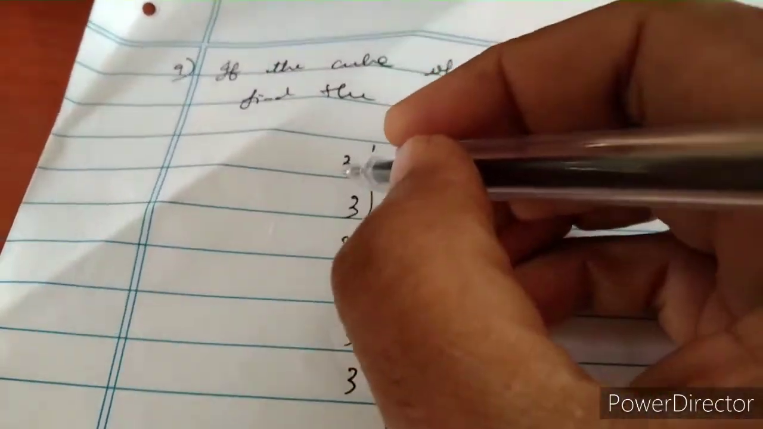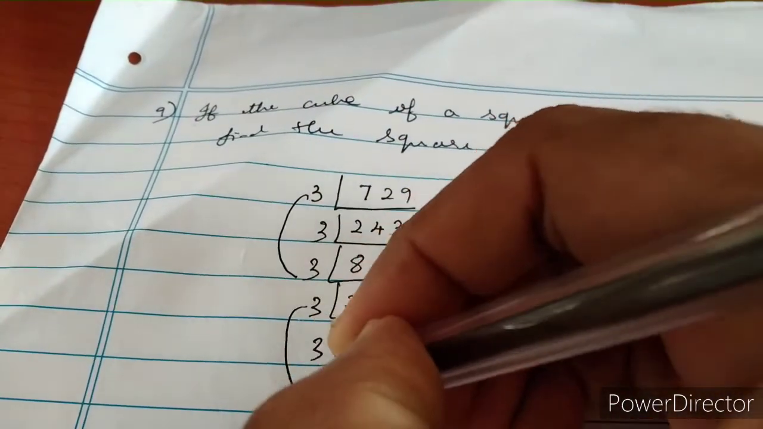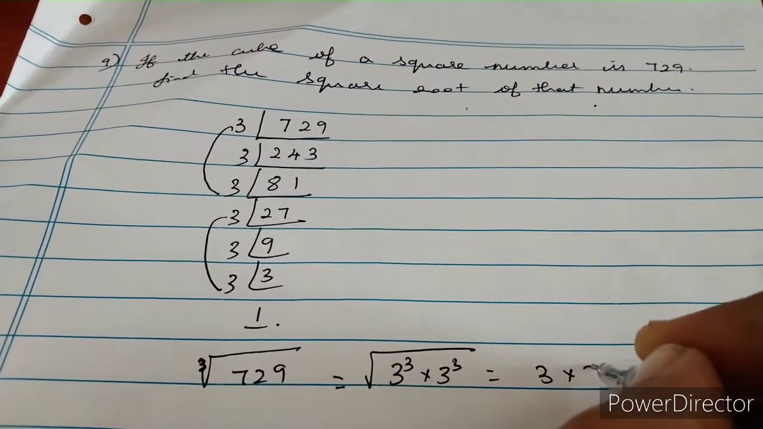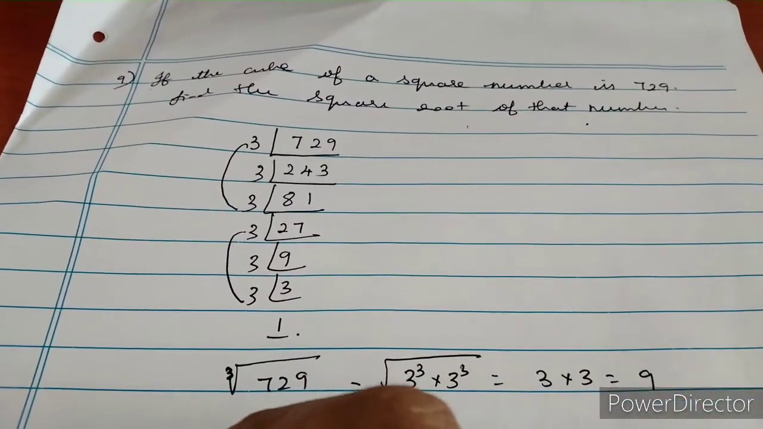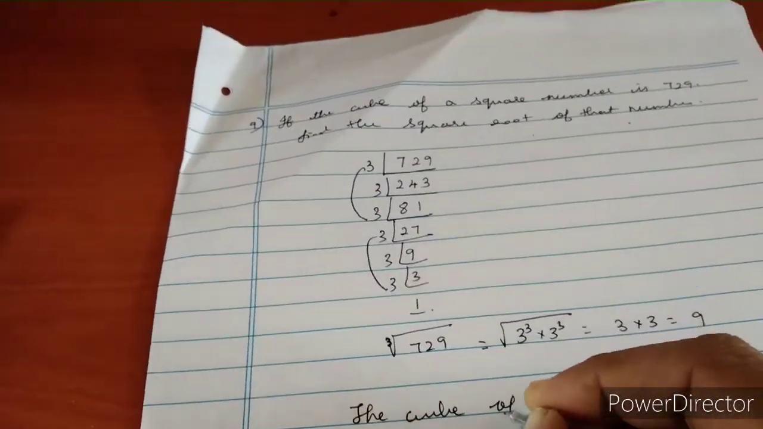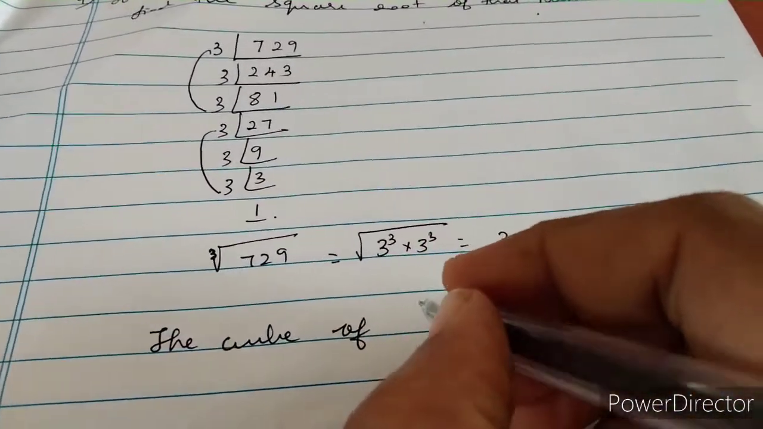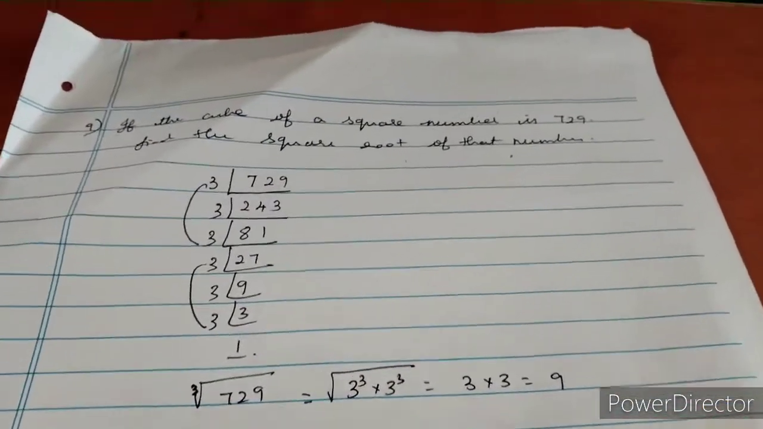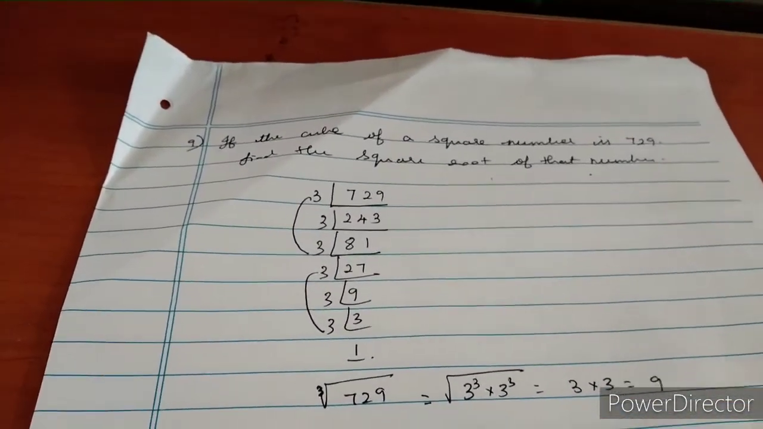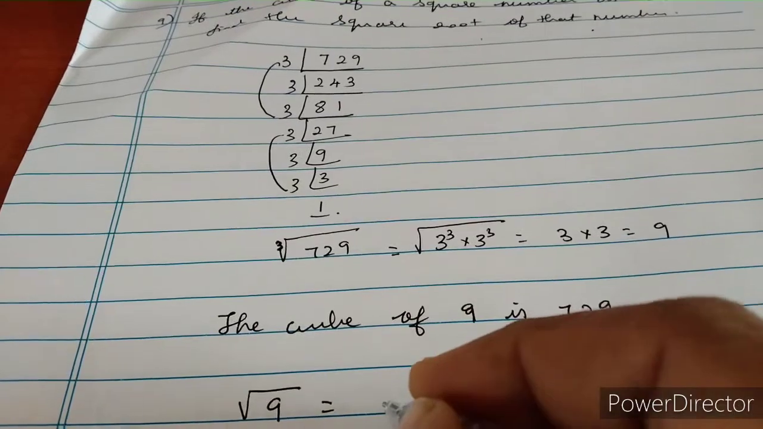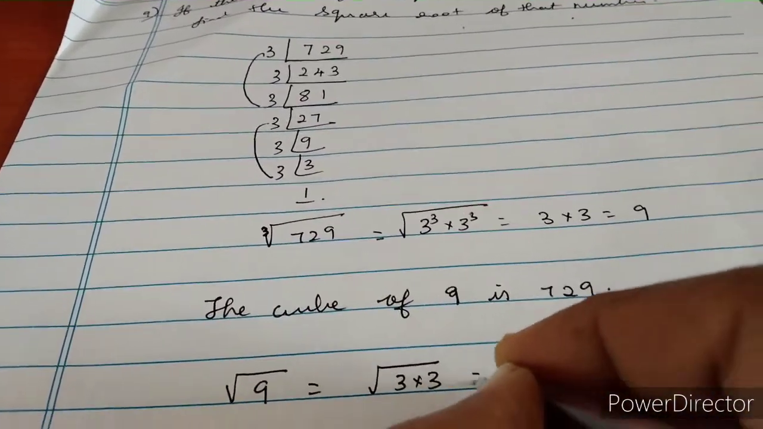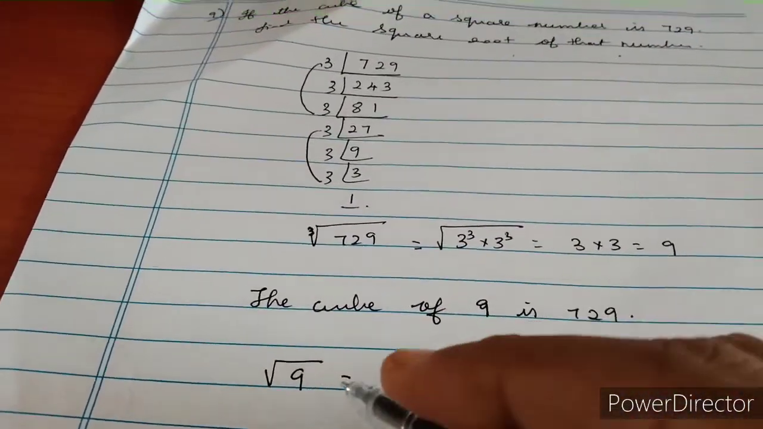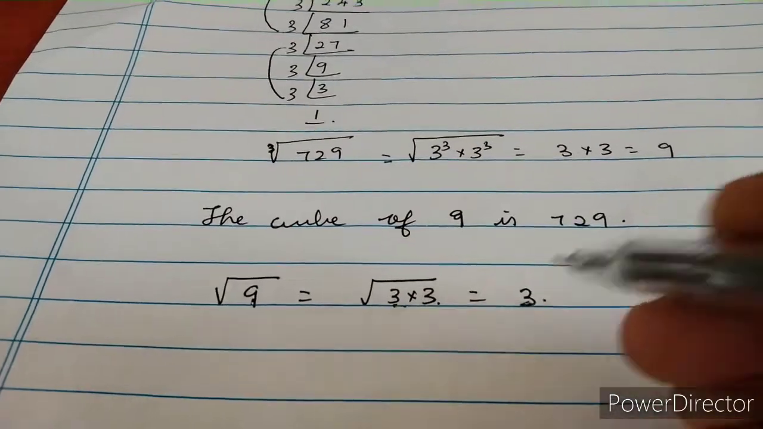What does cube root mean? Out of 3 numbers, you have to take 1 number. Therefore 3 power 3 into 3 power 3, which is equal to 3 into 3 is 9. So the cube of 9 is 729. Now you have to find the square root of 9, which is equal to 3 into 3. Square root means out of 2 numbers, take 1 number. So the square root of 9 is 3.